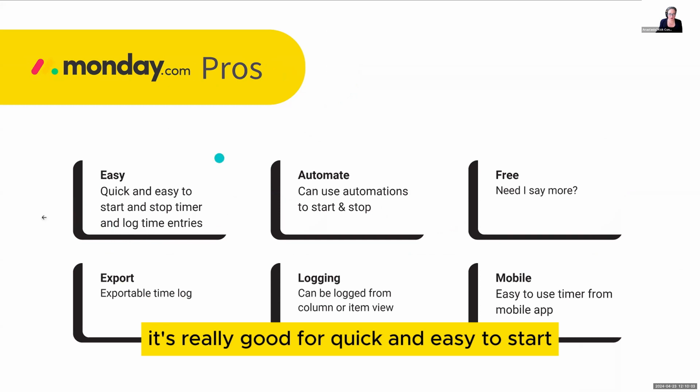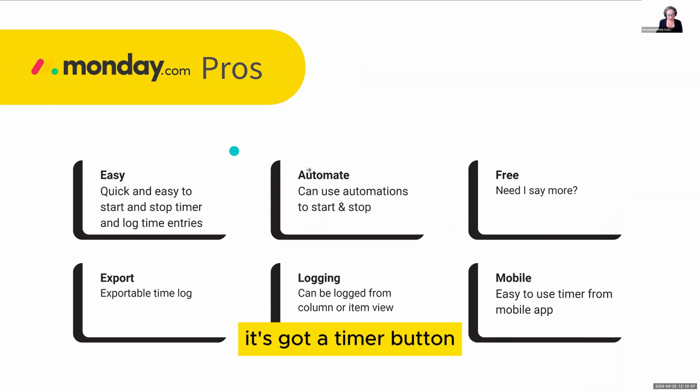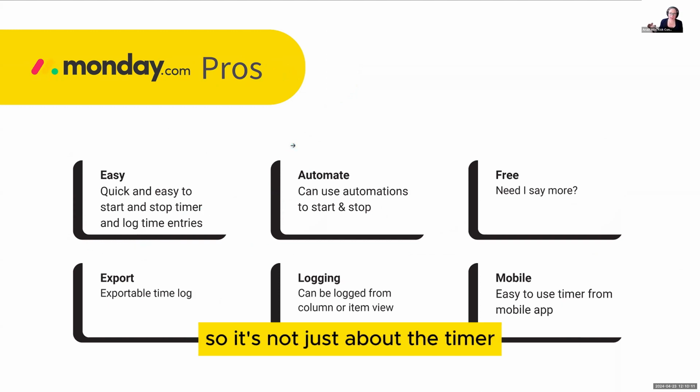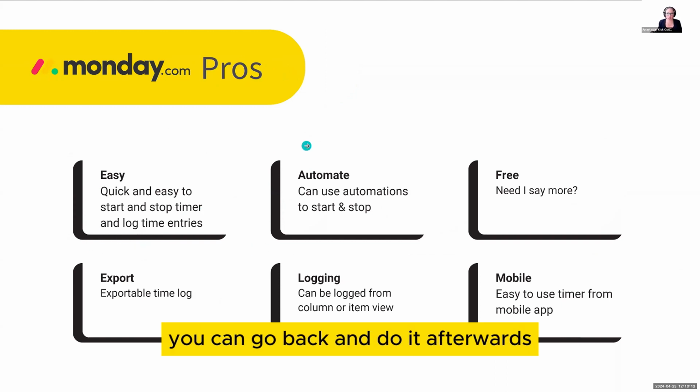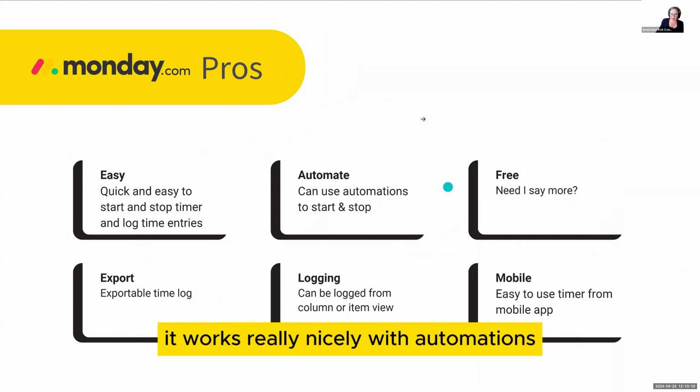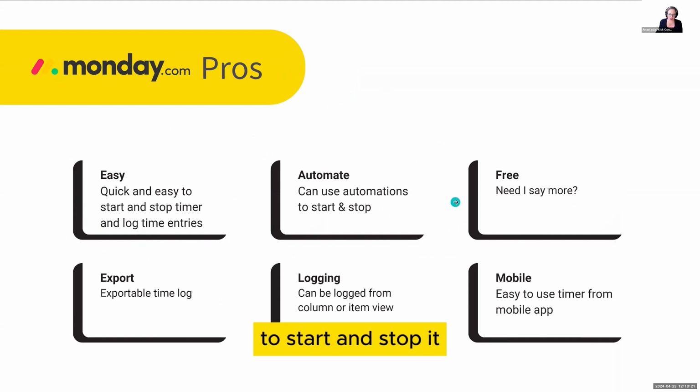So again, it's really good for quick and easy to start. It's got a timer button. You can log time entries manually as well, so it's not just about the timer. If you forget to log something, you can go back and do it afterwards, like I tend to do all the time. Because it is native, it works really nicely with automations to start and stop it.